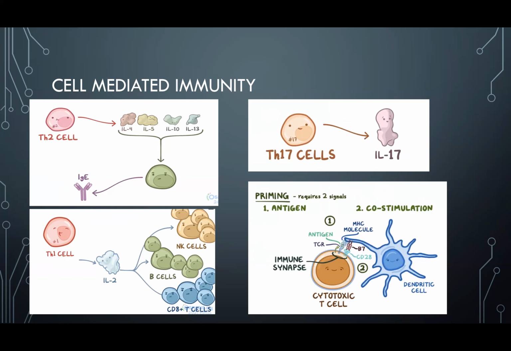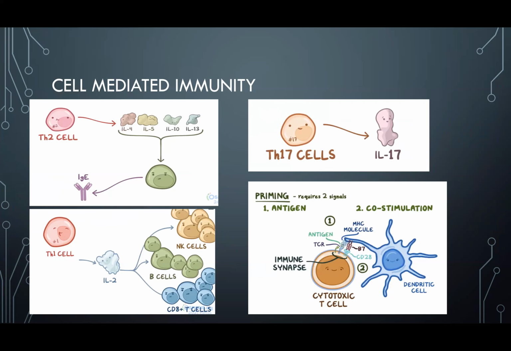Macrophages that respond to T helper 1 cells are called M1 or classically activated macrophages. T helper 1 cells' role is mainly against microbes such as Mycobacterium tuberculosis, Salmonella, Brucella, or Listeria. The role of T helper 1 cells is illustrated on the bottom left image.